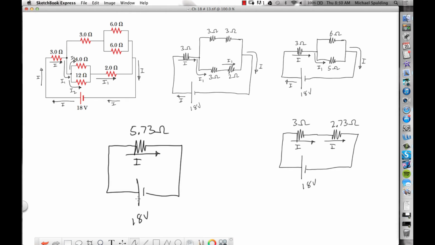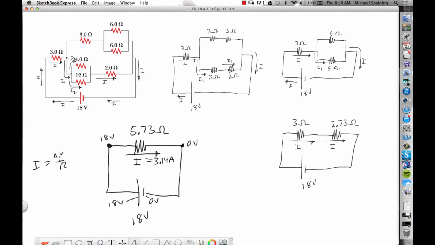Because look, if that's an 18 volt battery, that means 18 volt and 0 volt, right? So how many volts do we have right there? 18. How many volts do we have right here? 0. So how many volts are across that resistor? 18 volts. So, right? So we do Ohm's law. Ohm's law is delta V over R. So you take 18 divided by 5.73 and you get 3.14 amps.